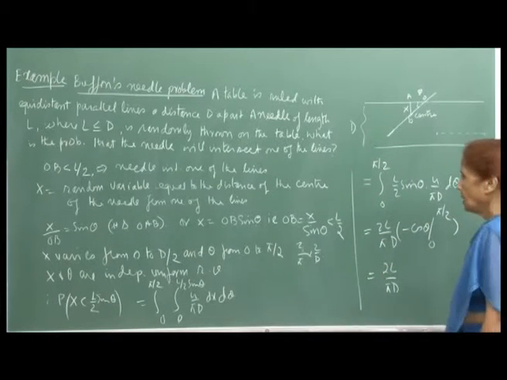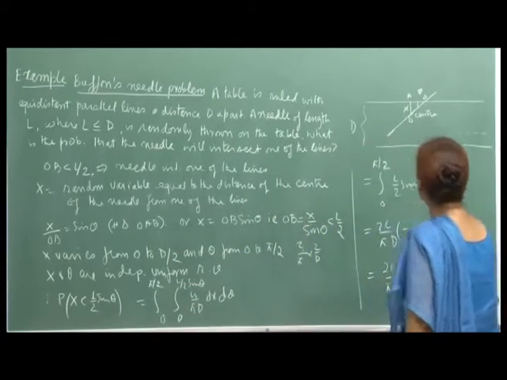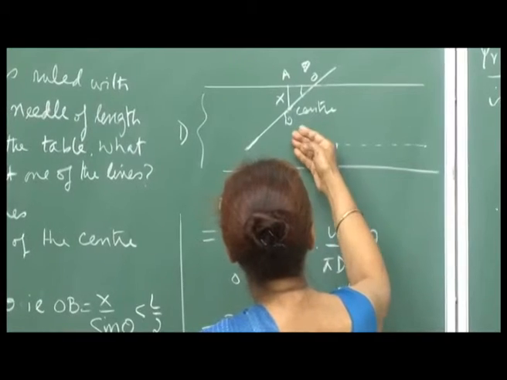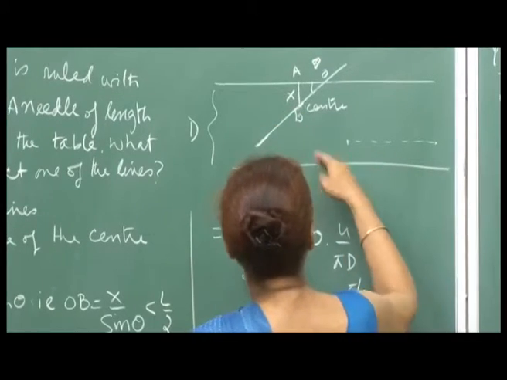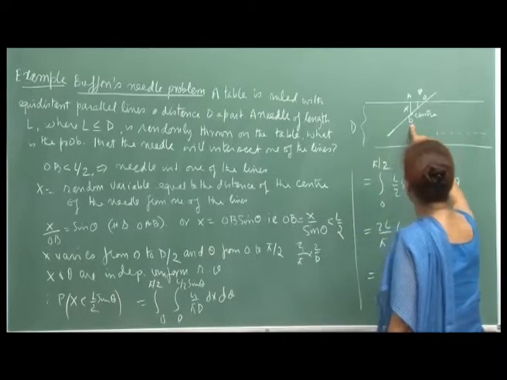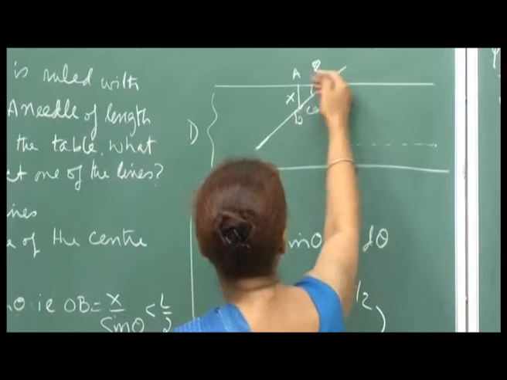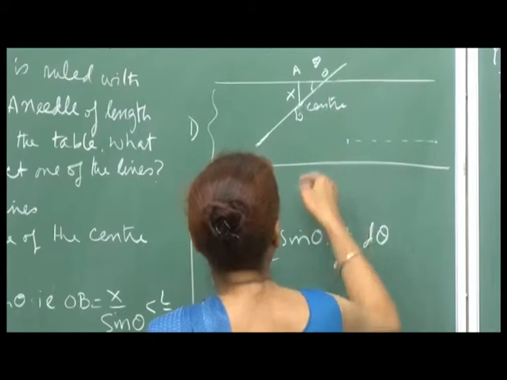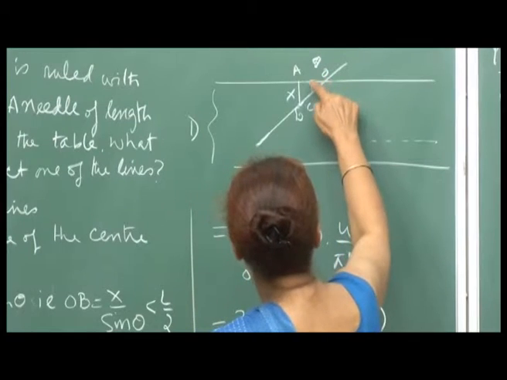Okay. And x varies from 0 to d by 2, because it can come up to here, and after that it is the same thing. Then the position of the line will become like this. So x can go up to d by 2, and theta can vary from 0 to pi by 2, that means either the needle almost lies on the parallel line, or it stands like this. These are the two extremes.